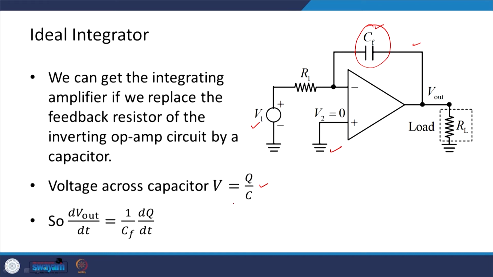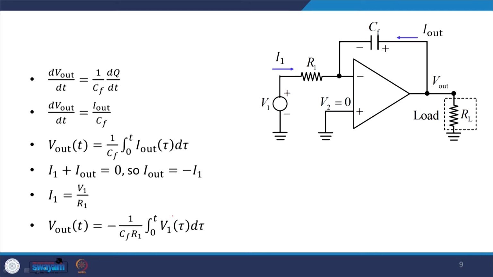So, from this one I can write V out. If I differentiate this, then dV out by dt is basically going to be 1 by Cf dq by dt. Okay. So, dV out by dt is 1 by Cf dq by dt, and this dq by dt, you know, is basically I out. So, I replace it with I out, and this is what I have. So, from here I have V out is equal to the integration of I out, I use a dummy variable tau over here, integrate it from 0 to t, and 1 by Cf is there, okay.